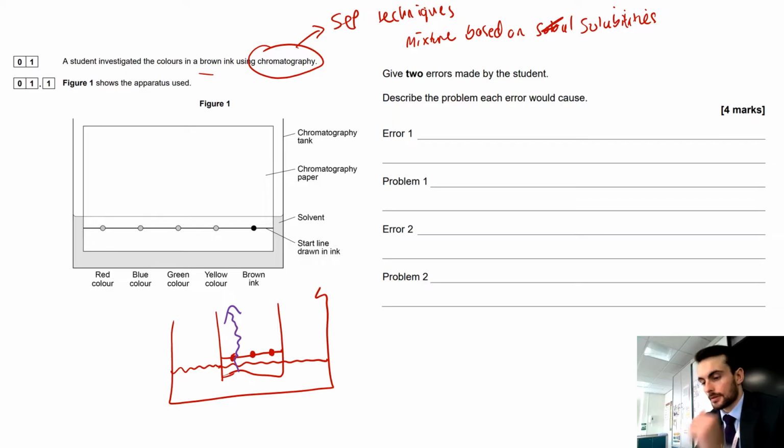So let's have a look at this. So there's the apparatus they've used. This picture shows you a bunch of different colours, and then it's asking us to give 2 errors that are made by the student. So 2 things wrong with this. Now we should hopefully know the proper way to set this up. Now if we have a look at this, we need to spot what's wrong with it.